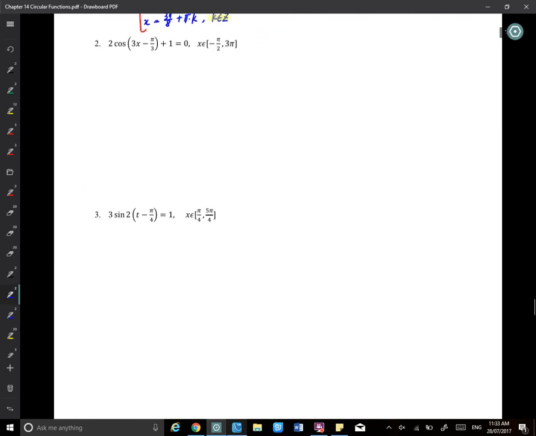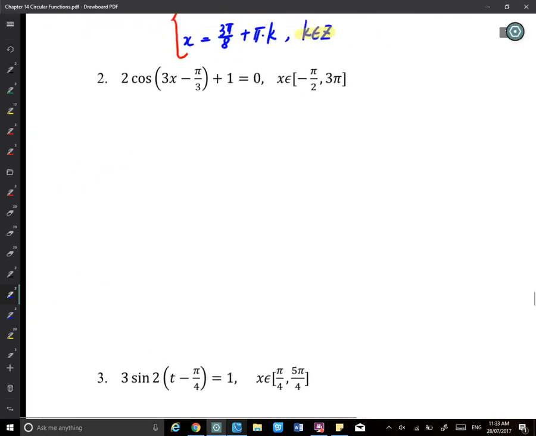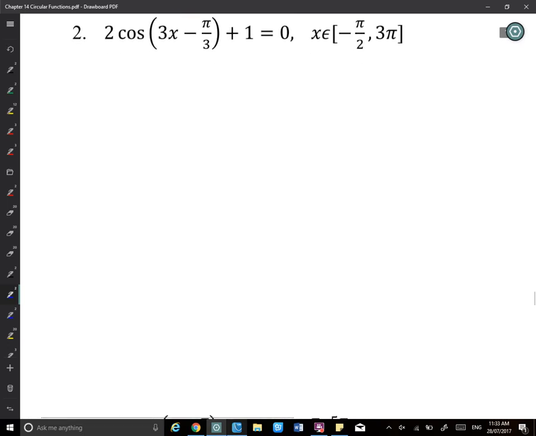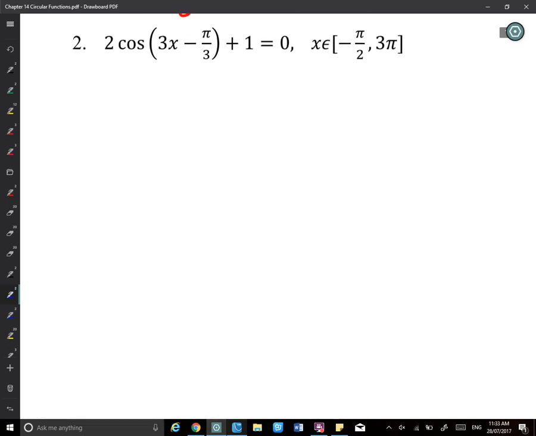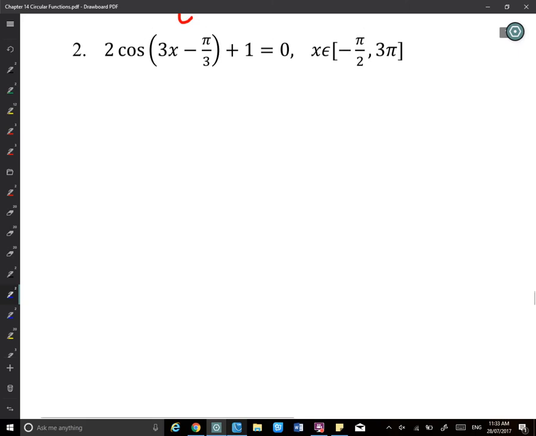Let's keep going to the next question here. Question 2. I'll give you 2 minutes to solve this by yourself. I'll give you 2 minutes to solve question 2 here.